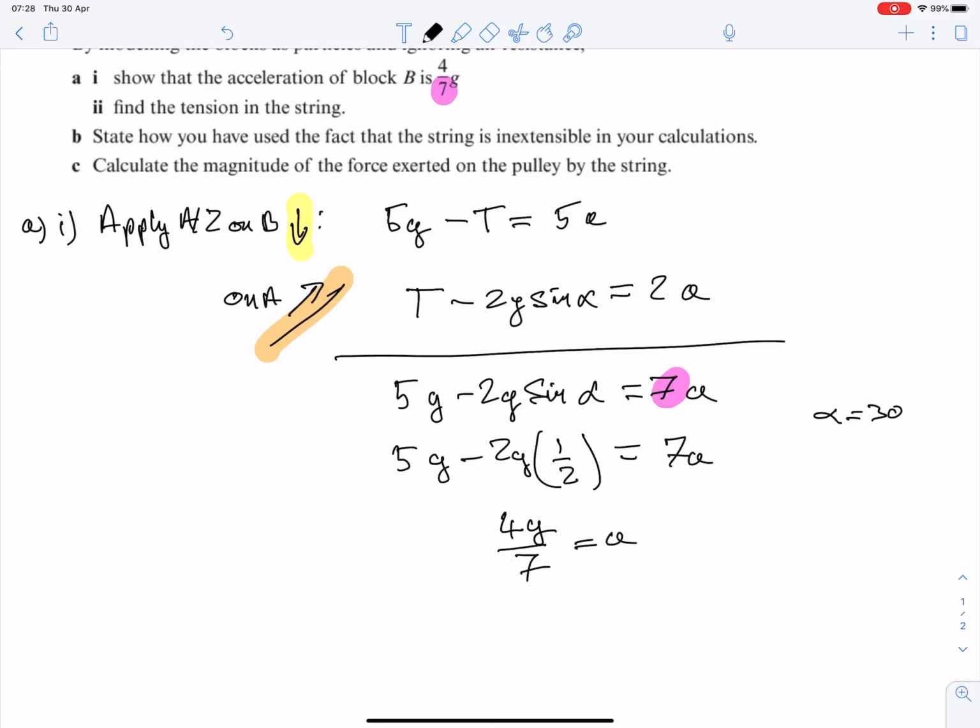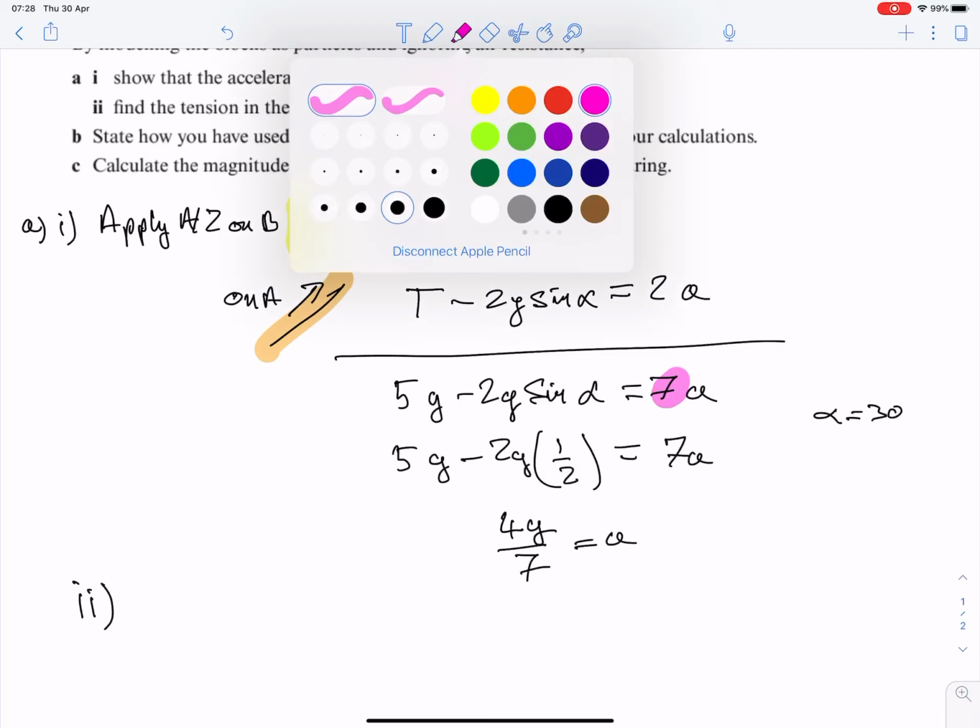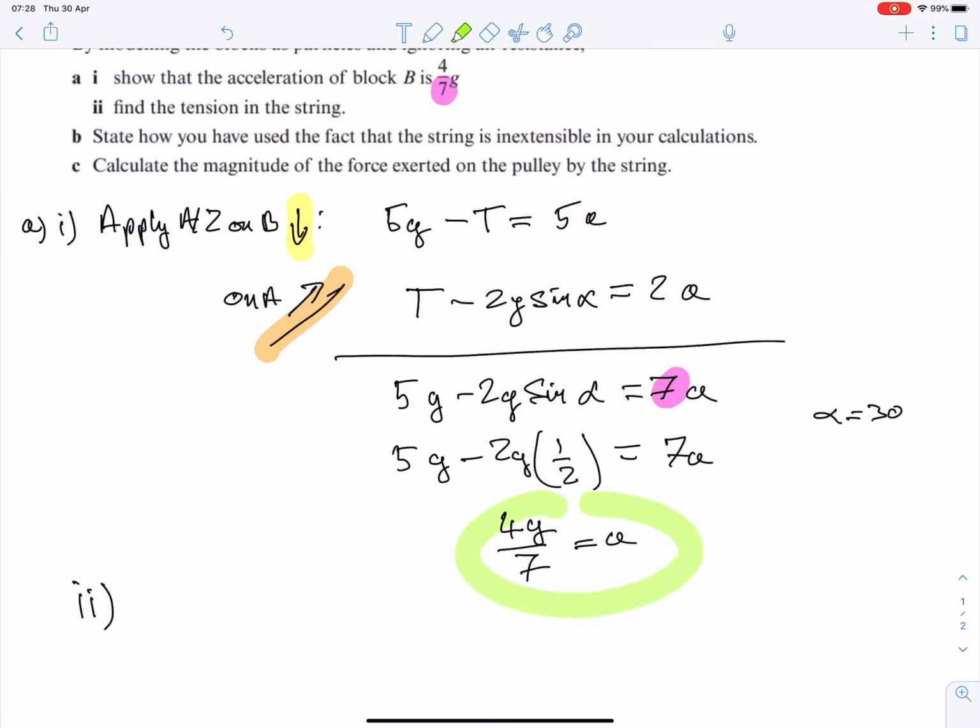So sine of 30 equals a half, equals 7 lots of a. So 5g minus a g is 4g over 7 equals a meters per second squared. Happy days. So we've got the acceleration of block B. Correct. Find the tension in the string.